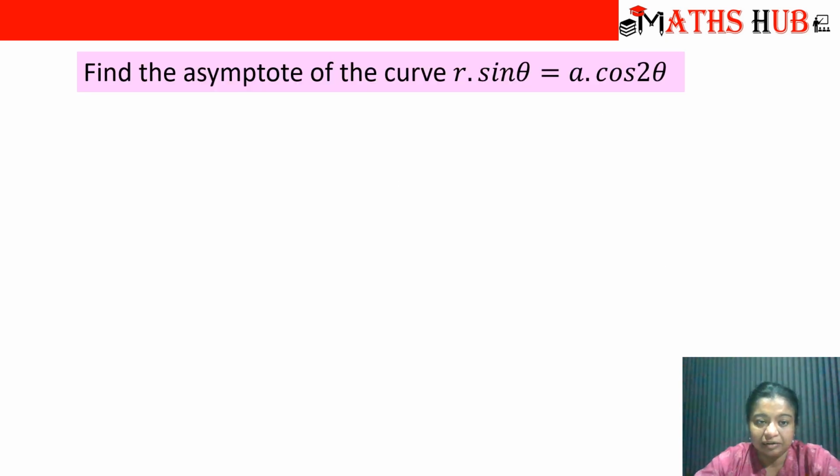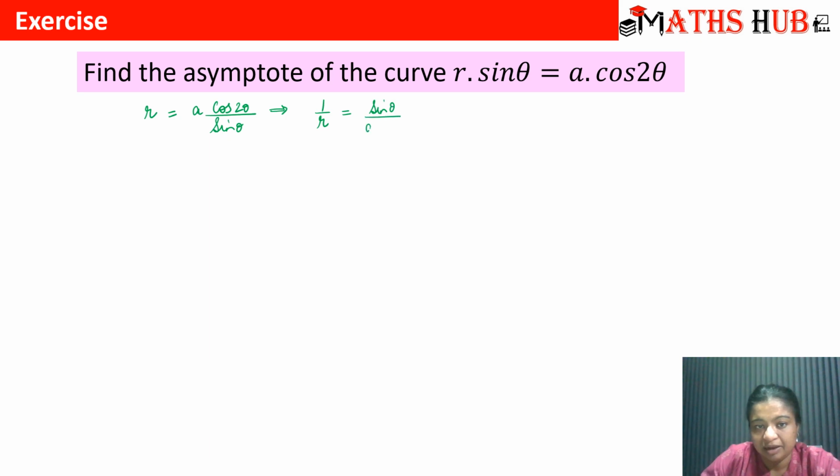So let us take an exercise and let us solve how to calculate the asymptote of this curve. So the first step is let us calculate what is r, right? So r from this equation is basically a cos 2 theta divided by sine theta. So the first step is to calculate the reciprocal. So we will take 1 by r and we will get sine theta divided by a cos 2 theta, right?